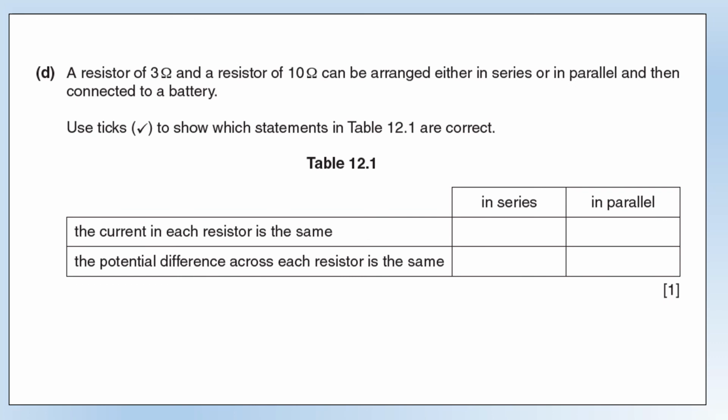So a resistor of 3 ohms and a resistor of 10 ohms can be arranged in either series or in parallel and connected to a battery. Tick which of the statements are correct. So the current in each resistor is the same. Well, that will be when they're in series. Potential difference across each resistance is the same. That's when they're in parallel.